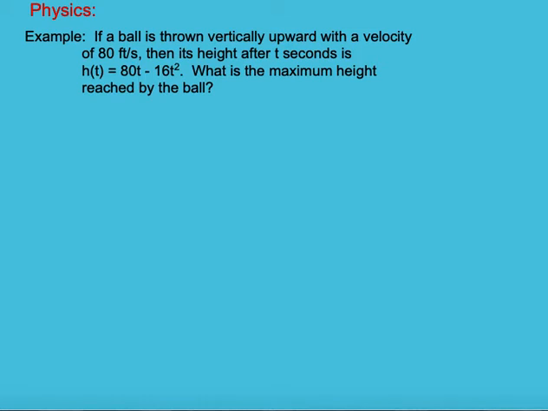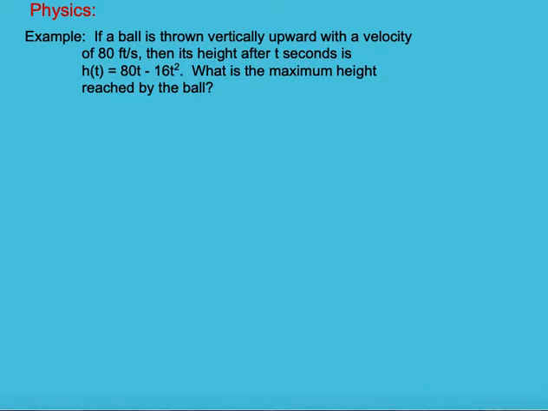First lesson on quadratic functions and understanding the graphs of quadratics, and now we're going to use them to solve two real-life problems. So the first problem that we're going to look at comes from physics. It says if a ball is thrown vertically upward with a velocity of 80 feet per second, then its height after t seconds is h(t) = 80t - 16t². What is the maximum height reached by the ball?